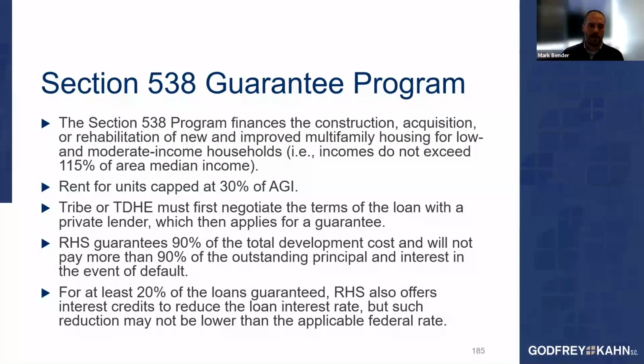The rents are capped at 30% of adjusted gross income, or AGI, and this program could be used for large multifamily rental developments. The tribe or the TDHE would negotiate the terms of the loan with the lender, and then the lender applies to the USDA for the guarantee. It is a 90% guarantee of the total development costs in the event of a loan default. So the lenders still have that 10% risk factor.